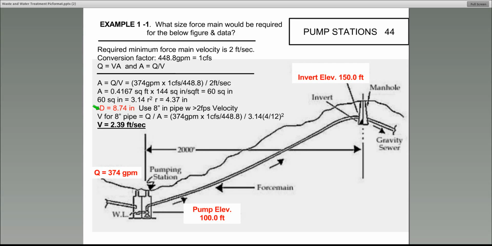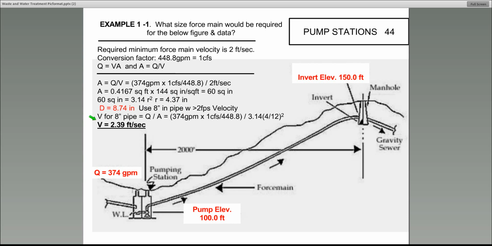Now, pipes don't come in 8.74. They come in 8 inches, 12 inches, whatever. They don't come in an odd number like this. So I'm going to use an 8-inch pipe. And if I use an 8-inch pipe, it's a smaller pipe, it would have to be a different velocity here. It has to be a greater velocity since I'm using an 8-inch pipe.